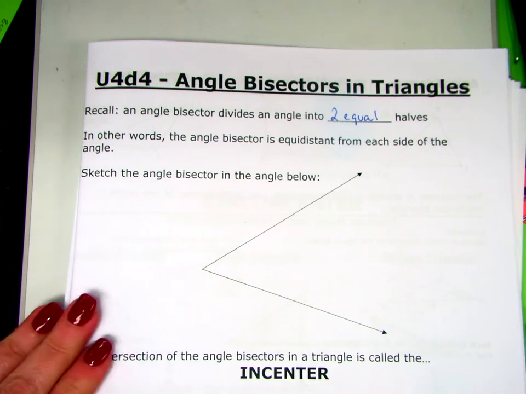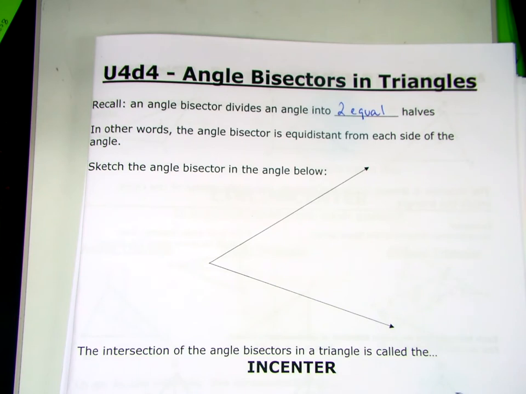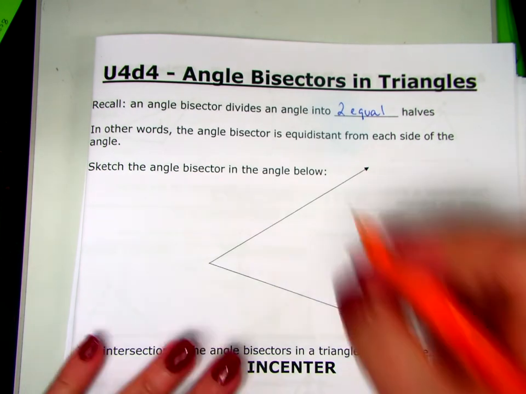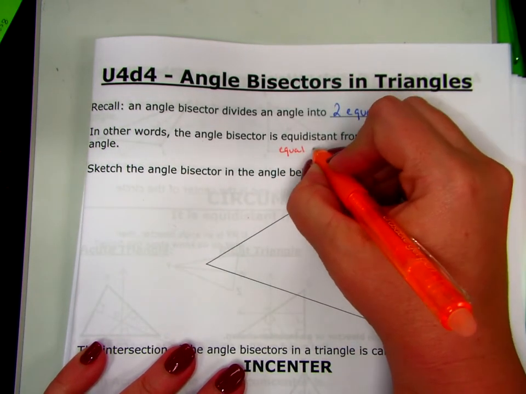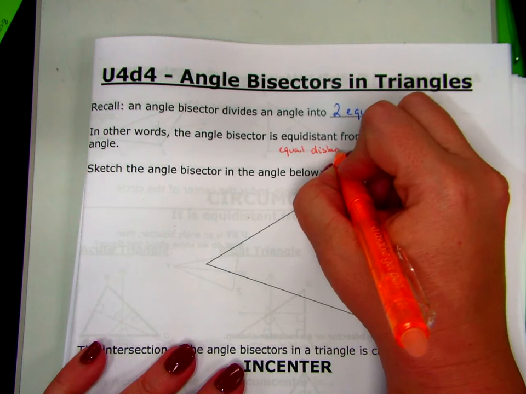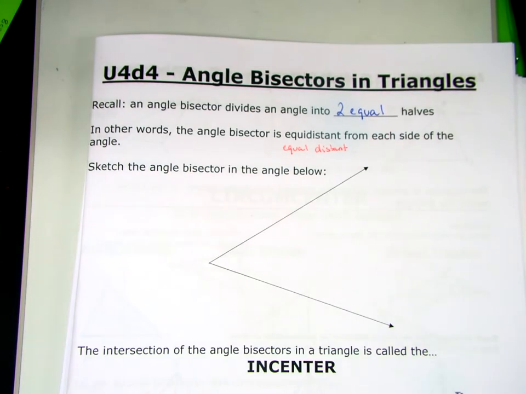All right. In other words, our angle bisector is equidistant from each side of the angle. Remember, equidistant just means equal distance. So congruently, the same measure away from something, from the side. So it says to sketch the angle bisector in the angle below.